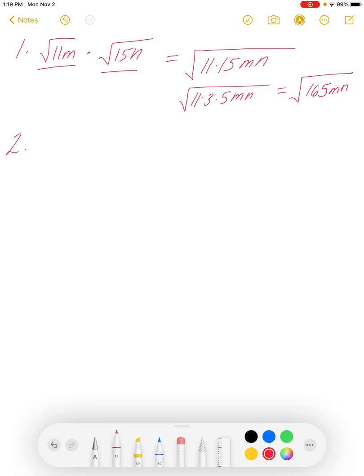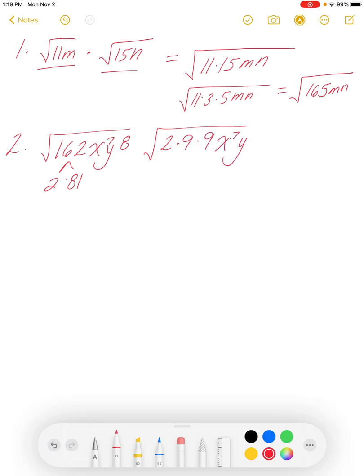Okay, number 2 is simplify the square root of 162, x to the 7th, y to the 8th. So you'd break down 162. This is the same thing as the square root. 162 is 2 times 81, which is 2 times 9 times 9. And then I have x to the 7th, y to the 8th. So then I'm pulling out groups of 2. So I'll pull out 9. I like to rewrite my radical and just kind of go as I go.